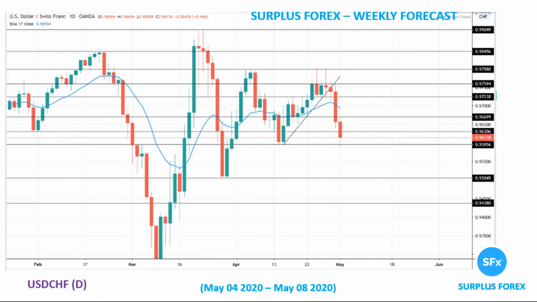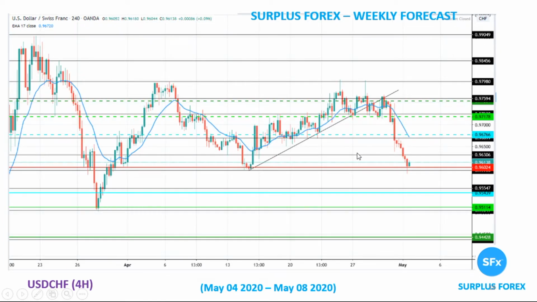For US dollar Swiss franc, as of now we see that it's falling. It's below EMA 17. It's crossed the trend line. It's showing a clear downtrend from here, and I expect it to go further from here. You see, it might go up and test 96.50 from here or even further, and then it will start dropping. That's my take on this.